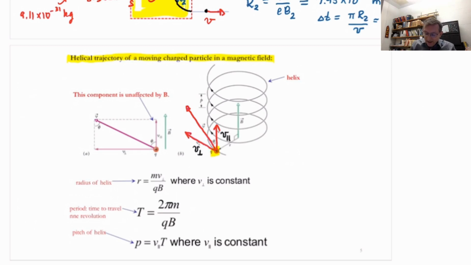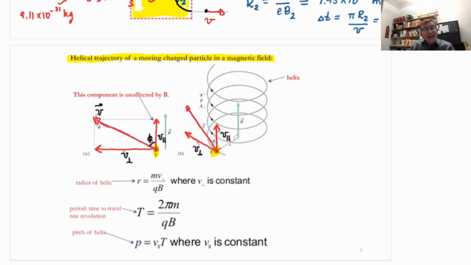And just to try to make that clear, here's a side view of the particle. Positive charge q, it's got this velocity v vector that makes an angle phi with the magnetic field direction. And then they've decomposed that velocity into a component parallel to the field, v parallel, and a component perpendicular to the field, v perp.